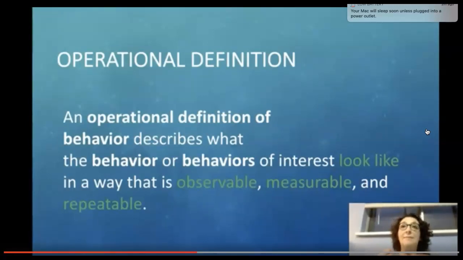Like the example of the boy that's crying, we can measure that multiple ways. We can observe it. We can measure the duration of the crying fit. We can see how often it occurs, when during the day it occurs, and we can certainly look at the antecedents, those triggers that might be triggering the behavior. And then we definitely want to see the consequence. What is the child getting out of their behavior? What's the purpose or function? So we need to make sure that we're defining behavior in a way that is observable, measurable, and repeatable.